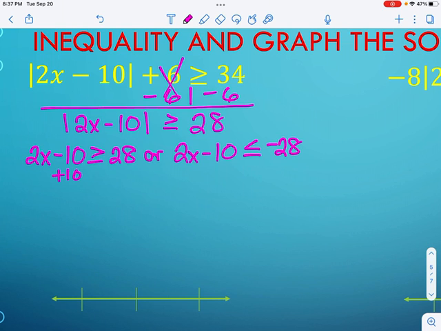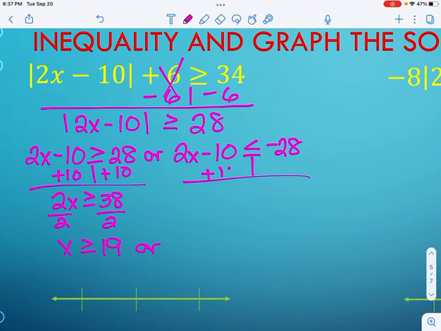Now, we add 10 to both sides. And we get 2x is greater than or equal to 38. We divide by 2, so x is greater than or equal to 19. Or over here, we're going to add 10 to both sides.